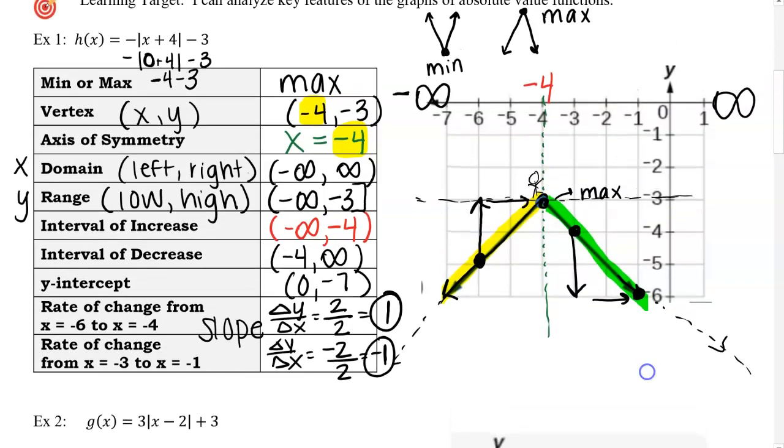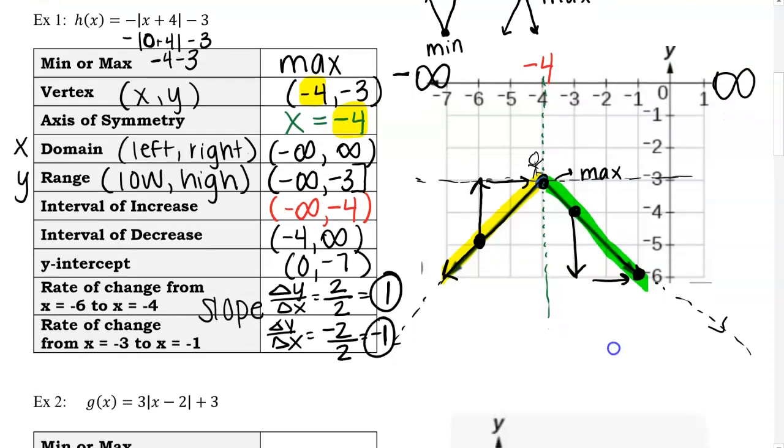Okay, that's it for all of the characteristics. I'm going to quickly go through another example because it looks a little bit different down here, but I'm not going to explain everything as thoroughly as I did in this one.